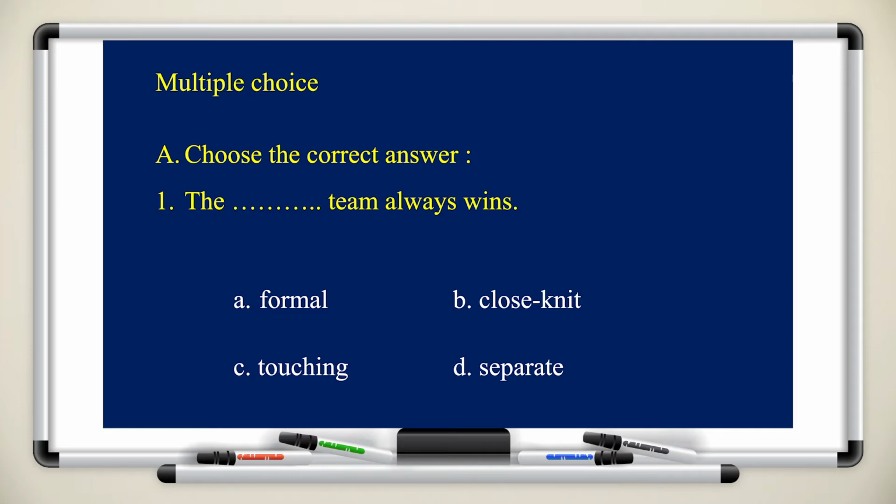Now question number 1. The blank team always wins. The formal, close-knit, touching, separate. So the close-knit team always wins because they are related to each other, they know each other, they understand each other. That's why they always win.